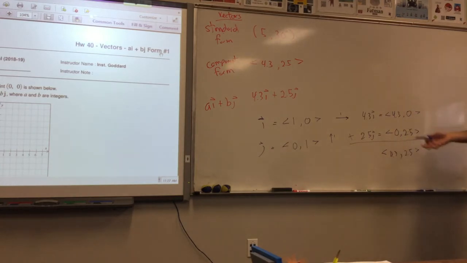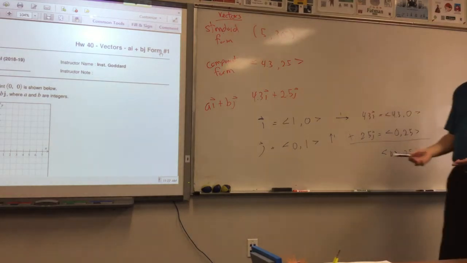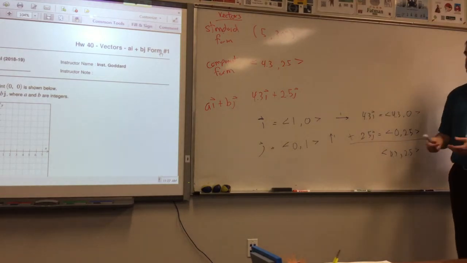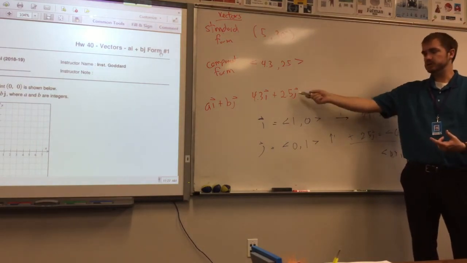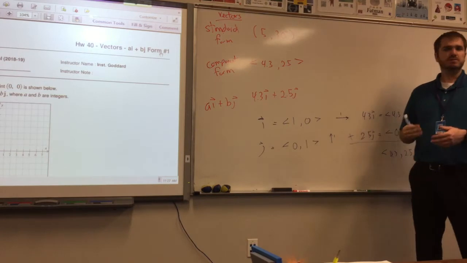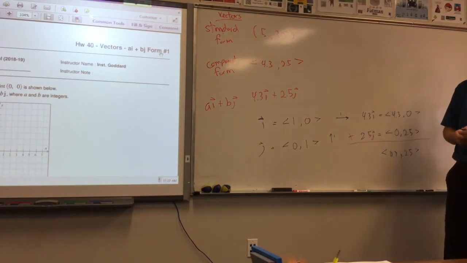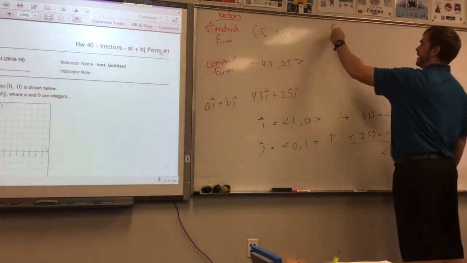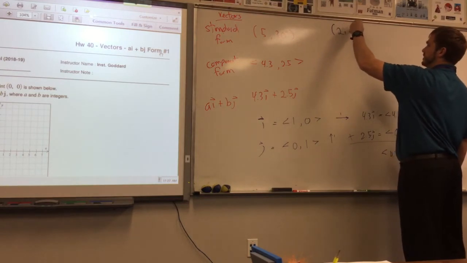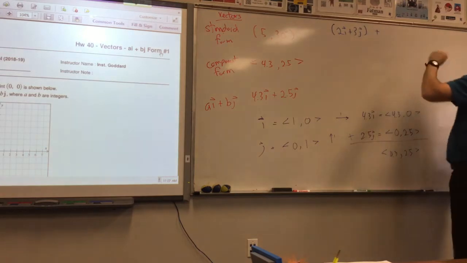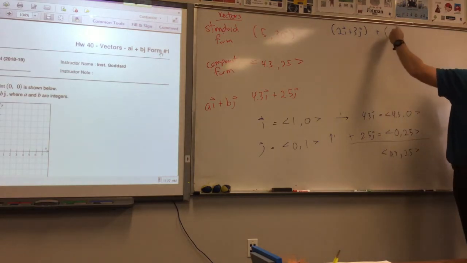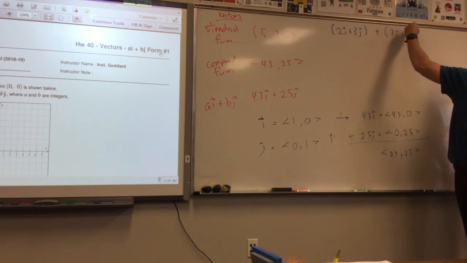Now you might say, why even bother with this? That component form seems really nice. And part of the answer is because this kind of resembles an algebraic expression. And so a lot of your algebra rules kind of come into play here. So for instance, if I were to have the vector 2i plus 3j, and I wanted to add that to the vector 7i plus 4j.